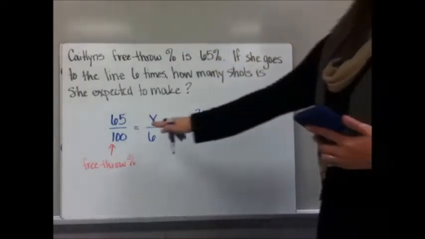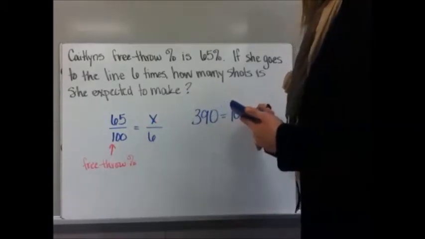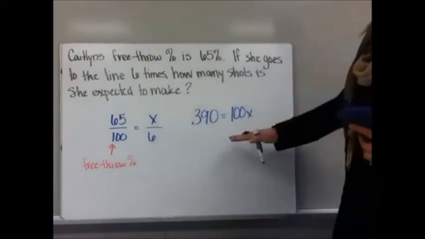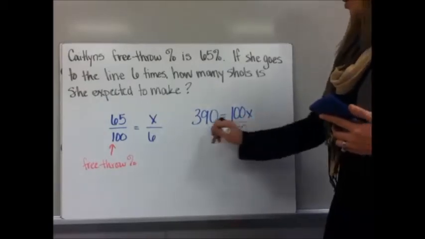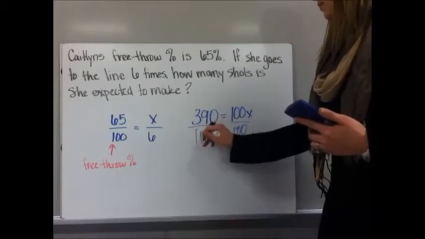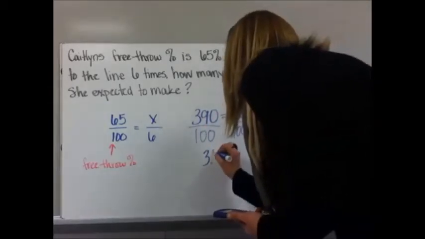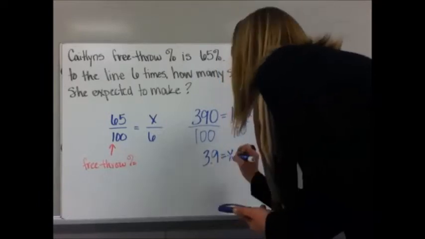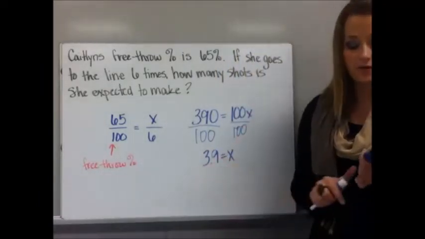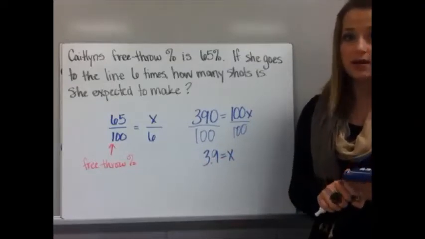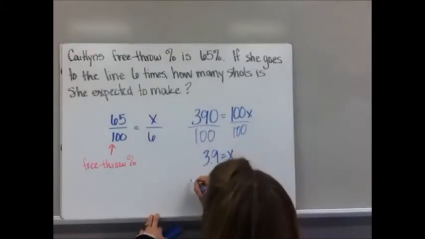Equals, and then I'm going to multiply 100 times x and get 100x. Now to figure out what x is, I'm going to undo multiplying by 100 by dividing by 100 on both sides. And I'm going to get 3.9 equals x. So if I were to write this as a prediction, I wouldn't write 3.9 free throws because she can't make 0.9 of a free throw. I would say about 4 free throws.